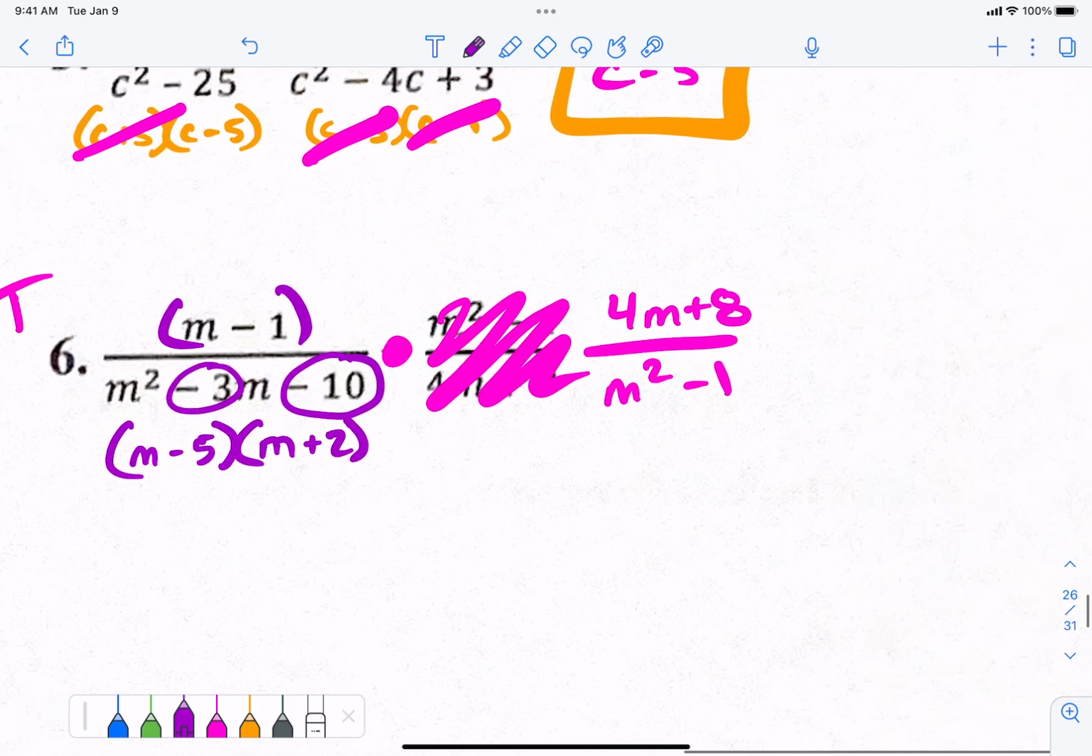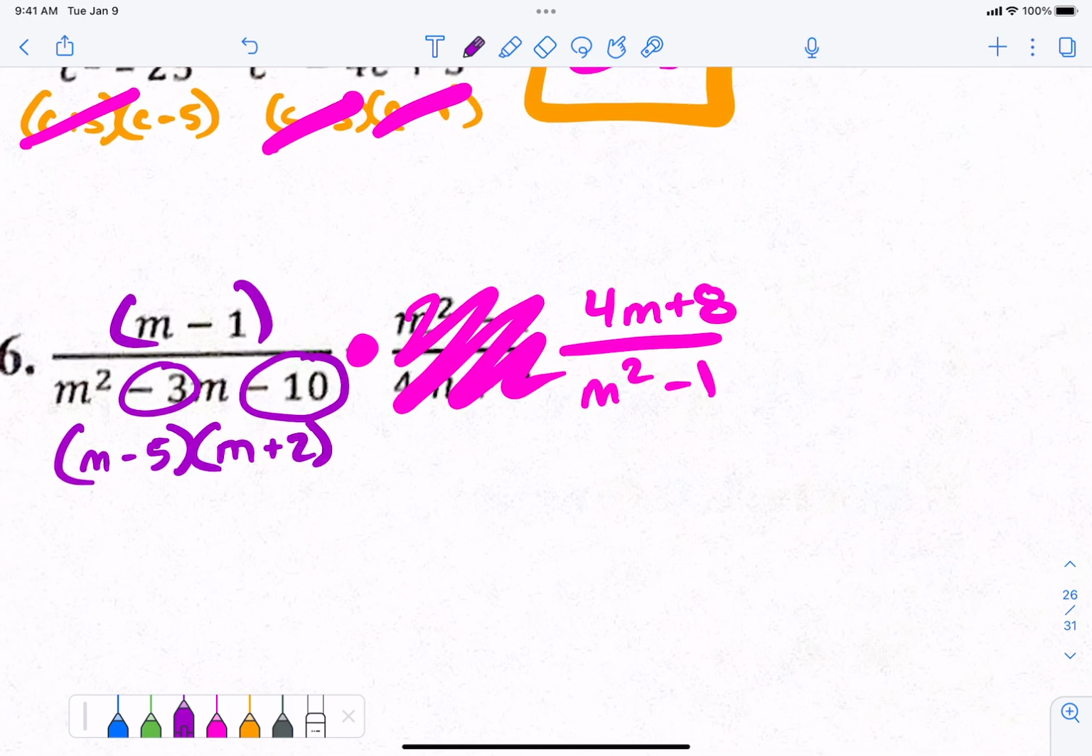Okay? What about 4m plus 8? You can take out a 4. You can do a greatest common factor of 4. Take out a 4. 4 times m plus 2. Okay, what about that bottom one? m squared minus 1. Difference of squares.